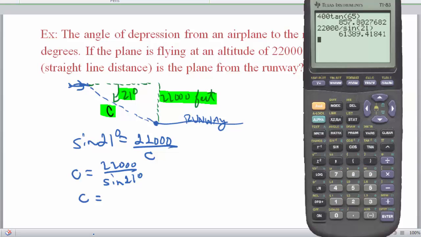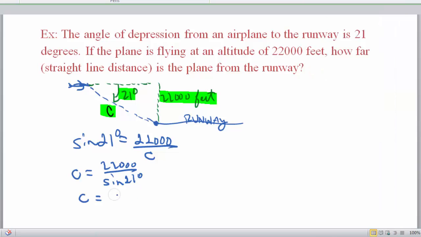And I would get 61,389 feet. So the straight line distance from the plane to the runway in this case would be 61,389 feet, which is about 12 miles, I guess, right? Because you figure roughly 5,000 feet in a mile, so 12 times 5,000 would be 60,000. So it's about 12 miles away from the runway. Okay, so that would be an angle of depression example.